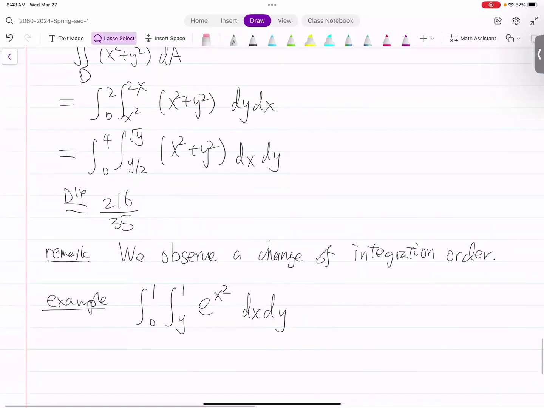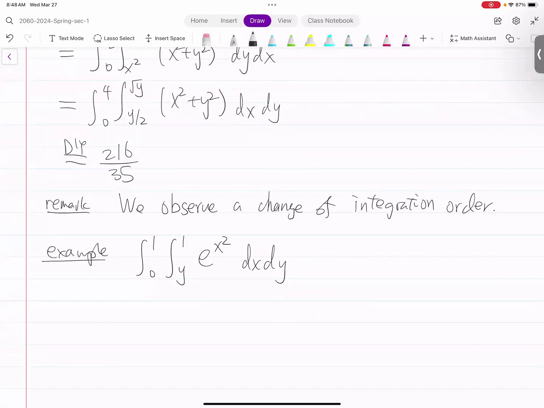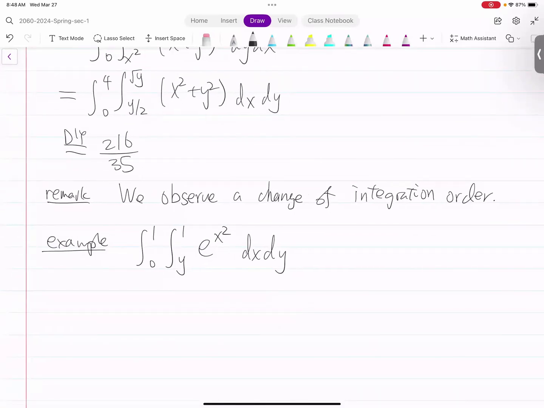So if you look at this double integral, here on the inner, we are integrating with respect to x, okay? But here you're integrating e to the x squared. This is actually a function that is hard to integrate, to write down the antiderivative. Okay? So e to the x squared, we don't really have a direct antiderivative in our mind.